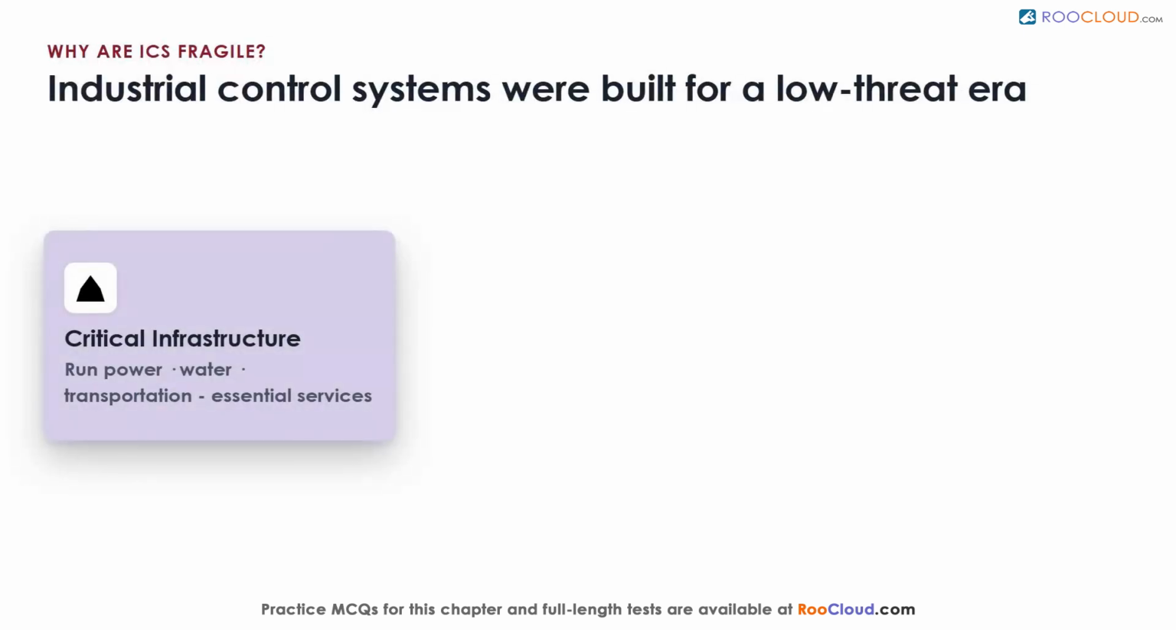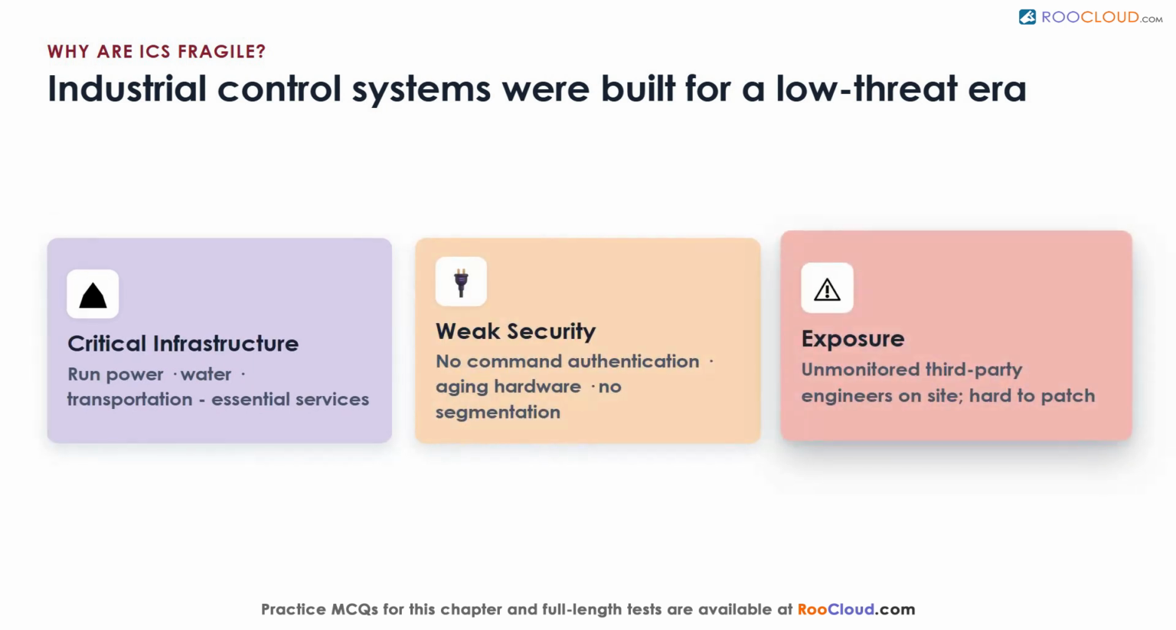What makes industrial control systems so fragile? These are the systems that run power, water, and transportation. They were built decades ago for a world with few threats, so they carry serious weaknesses. Many don't authenticate the commands they receive. Many run aging hardware too weak for modern encryption. Many lack network segmentation or proper input validation. And third-party engineers often work on-site unmonitored.